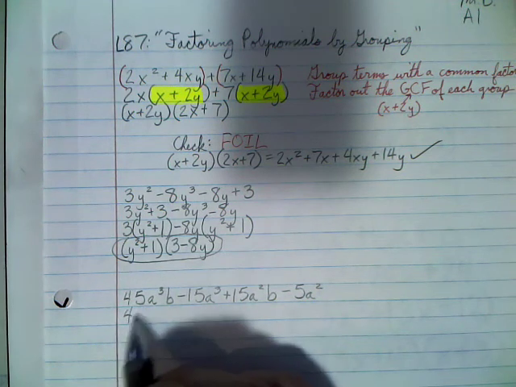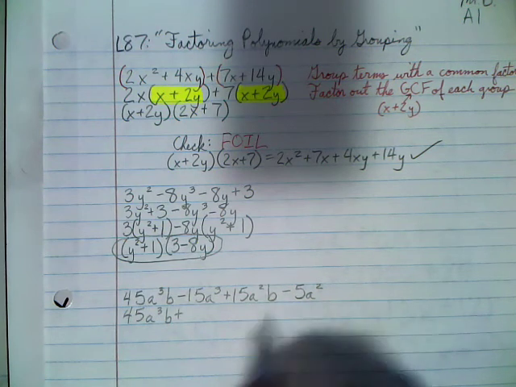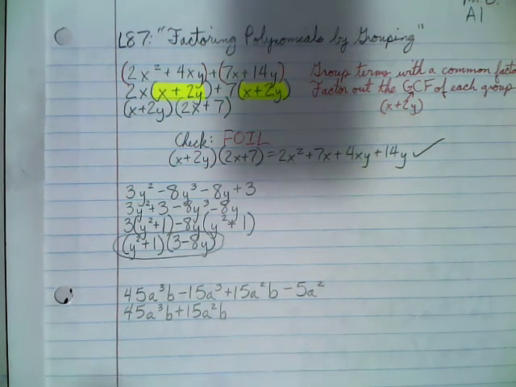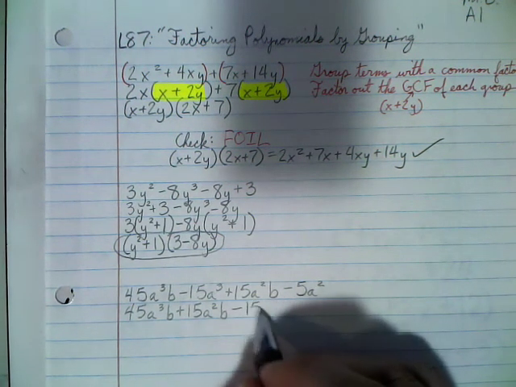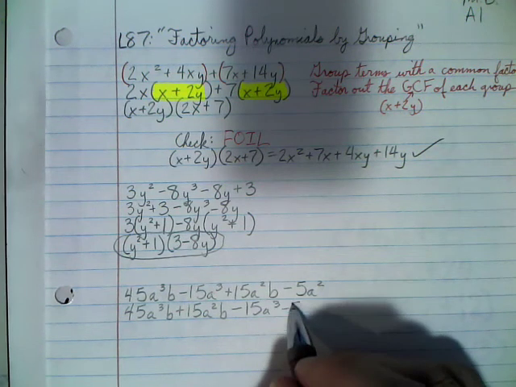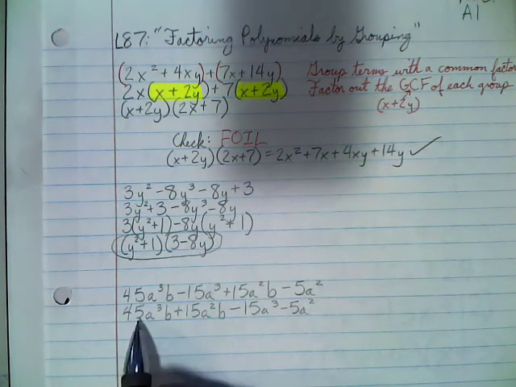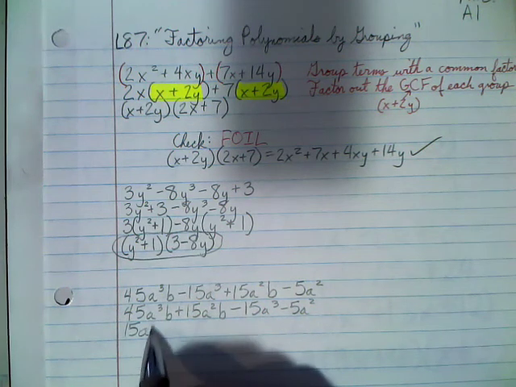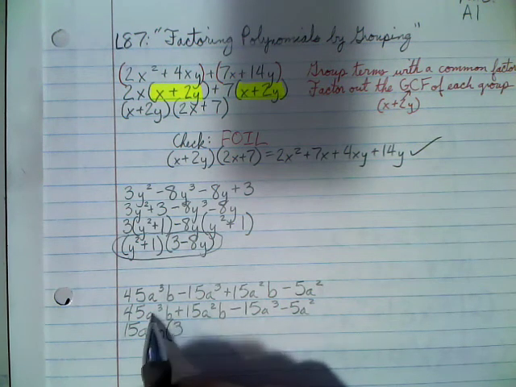So 45a cubed b. I'm going to slide the other one that has a b in it next to it, because then I can factor that b out of both of those. What will be left over here will be a minus 15a cubed minus 5a squared. And now if we factor, so out of both of these I can pull a 15, I can pull an a squared, and I can pull a b. And so then what will be left over will be a 3, and then just a single a.